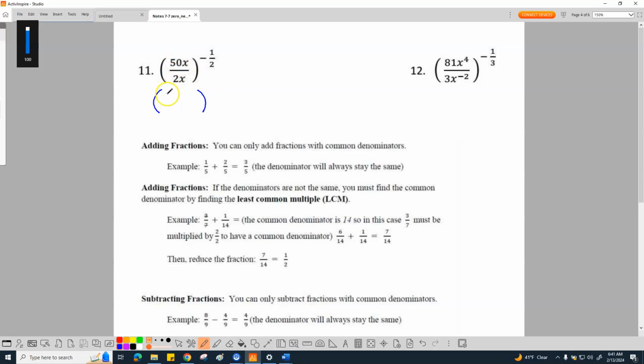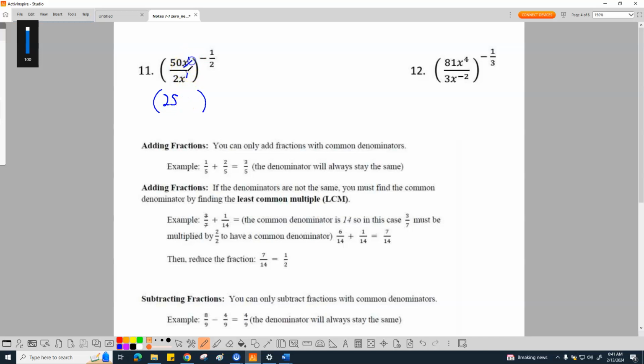50 divided by 2 is 25. So I know 25 is going to be there. I have an x here and an x here, which following our old rules, if we were doing our old math, we know x and x just cancels out. But this is y, because when you subtract the exponents, you end up with x to the 0, which ends up being 1.